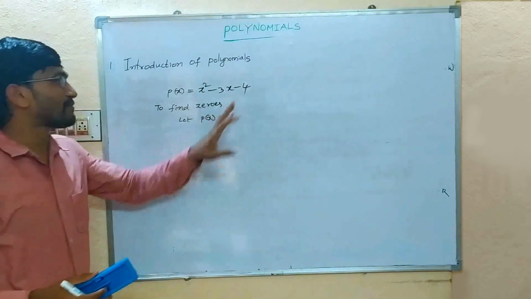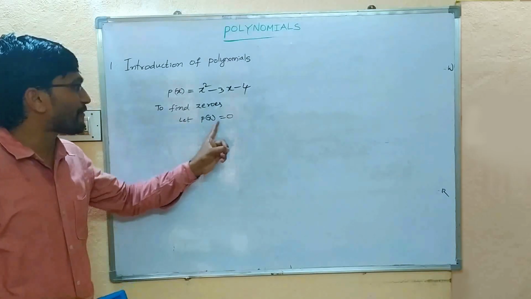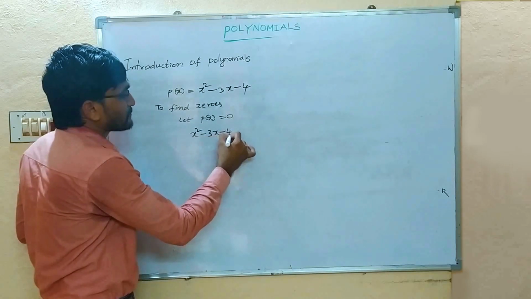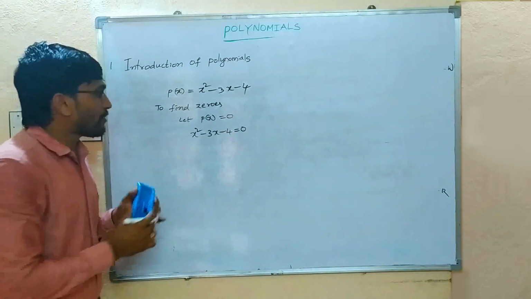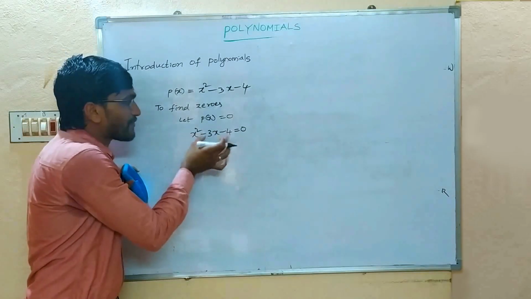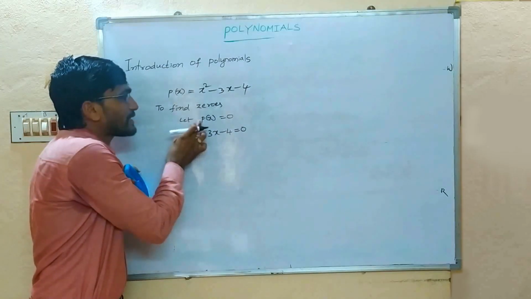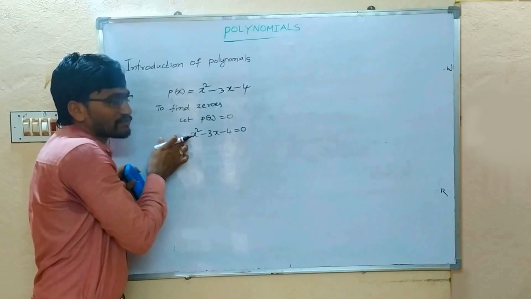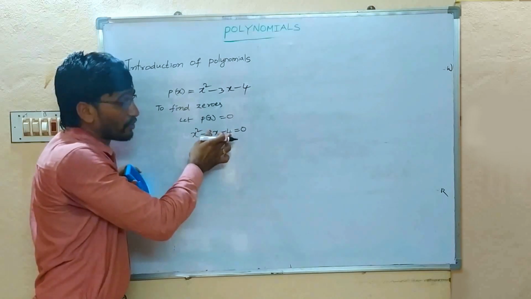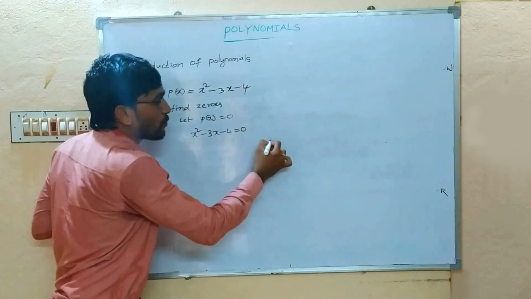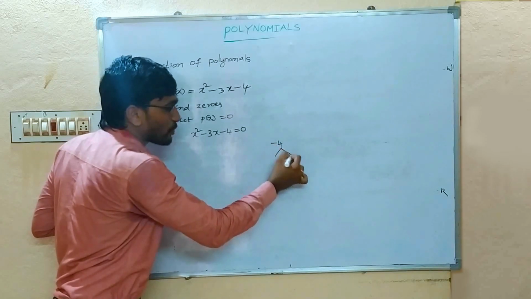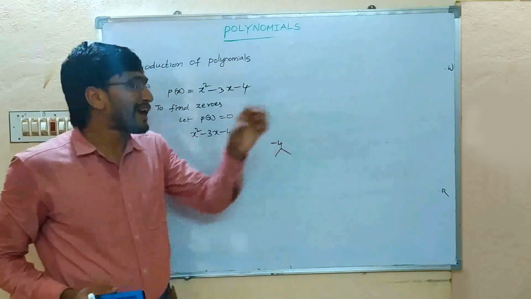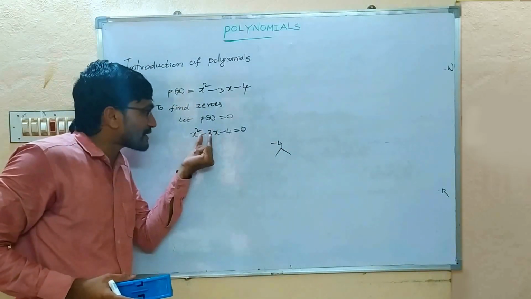To find the zeros of this polynomial, let us write p of x equal to 0. So x square minus 3x minus 4 equals 0. For finding the zeros of this quadratic polynomial, first you have to multiply the x square coefficient and the constant term. The x square coefficient is 1 here and the constant term is minus 4. 1 into minus 4 is minus 4. Now you have to split minus 4 into two factors whose sum must be the coefficient of x, which is minus 3.